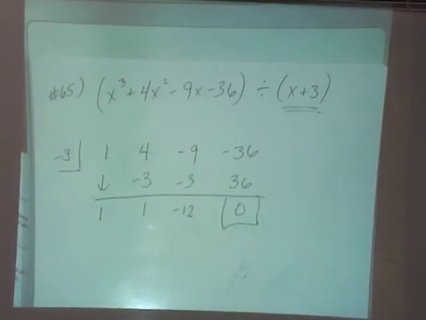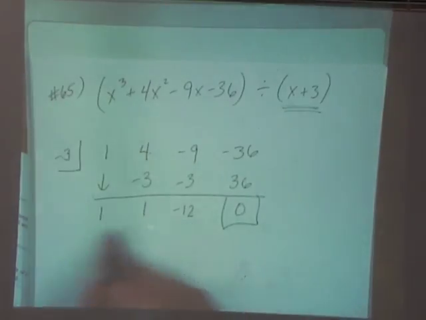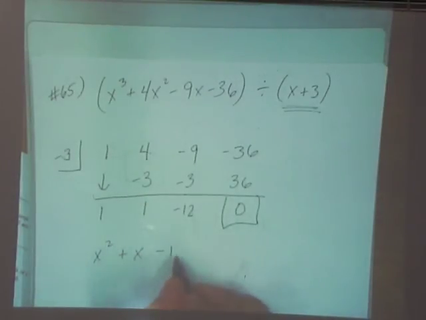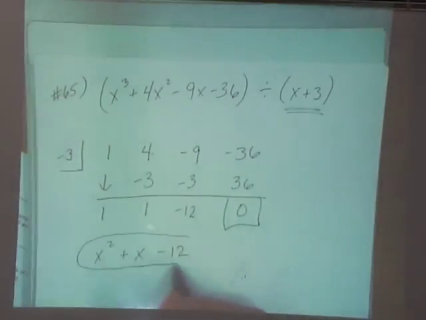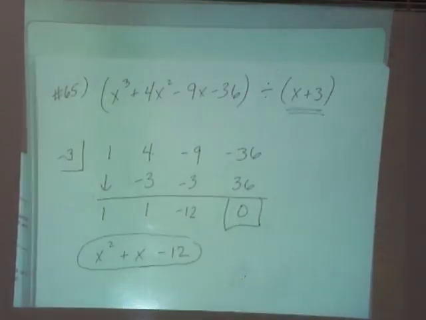Okay. Question about 65. What's the answer to that? Oh, divide. This is the answer: 1x squared plus x minus 12. That's the answer from these numbers right here. Any other questions on 65?